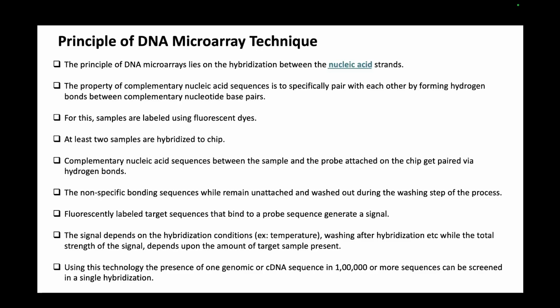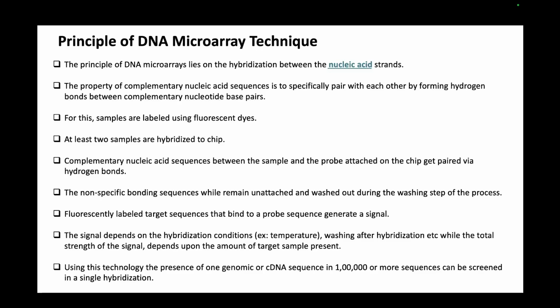So you need to have a decent amount of sample present, or you need to amplify your samples so that you can get a better signal. And using this technology, the presence of one genomic or cDNA sequence, and this is basically lakh or more sequences can be screened in a single hybridization. So it's a fairly big number. It's like 1 lakh or more sequences.